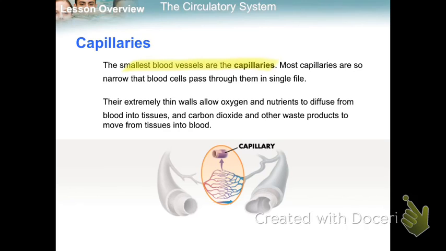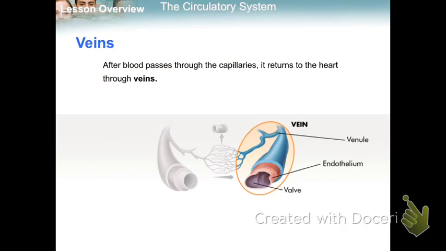The very smallest blood vessels are called capillaries. That's where the arteries reduce and get smaller and smaller and smaller. The capillaries are 1 cell thick. They're so narrow that blood cells pass through them in a single file. Like I said, their walls are 1 cell thick. They allow oxygen and nutrients to diffuse, or move, from the blood into tissues, and then carbon dioxide and other waste products to move from those tissues back into the blood so it can be delivered back to the heart.